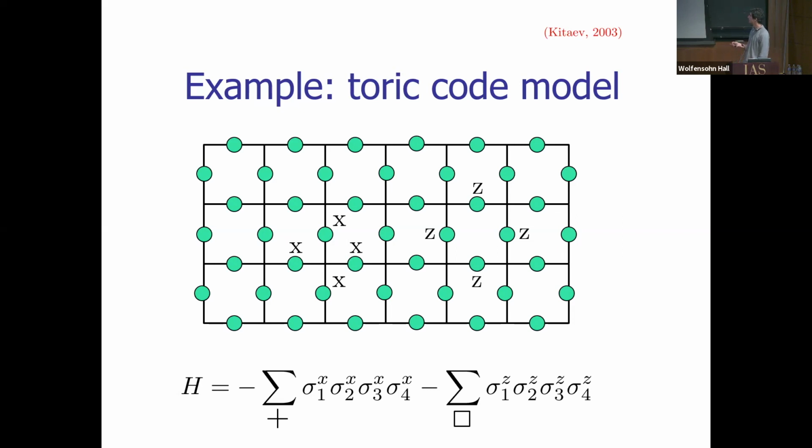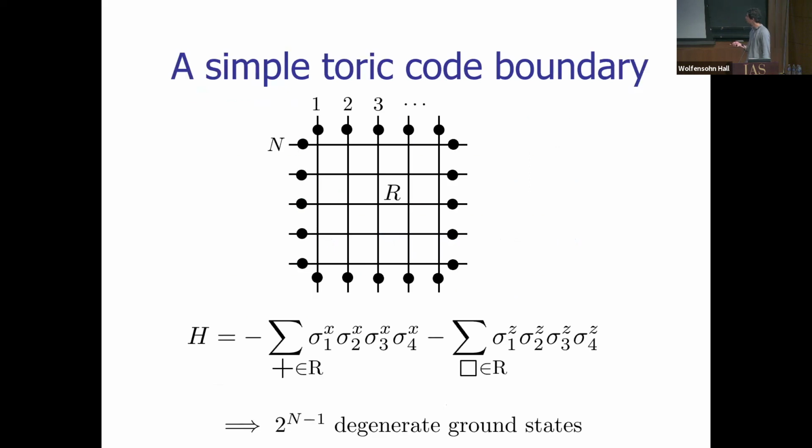In particular, if you take this system and you define it in the periodic geometry, it has a nice gap. It has some degeneracy, let's say on a torus, a fourfold degeneracy, but then it has a nice gap, okay? But if we want to construct an edge theory for this system, what we want to do is think about this model not in a periodic geometry, but rather in a geometry with a boundary. So for example, this is maybe the simplest boundary you could construct. You just take the toric code.